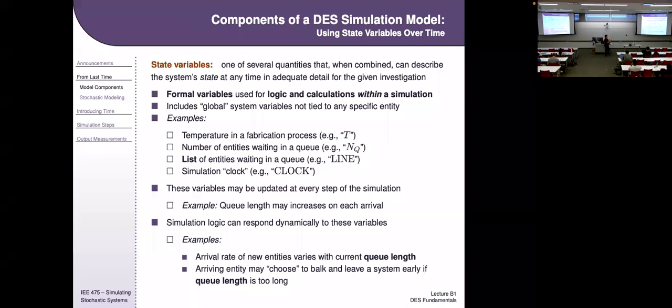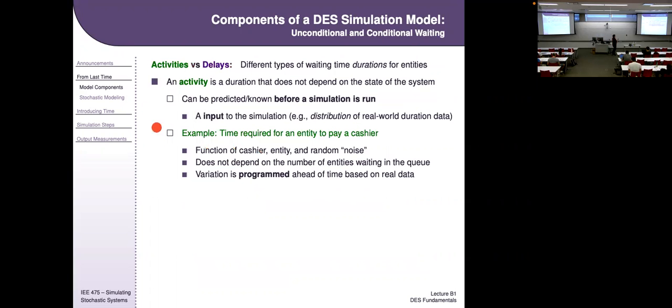And then their values are states. So a state variable might be T, but the state might be 45 degrees. It's the actual numerical value. So there's a difference between state and state variable. A more important difference is the difference between activity and delay. This is one that usually trips people up initially.